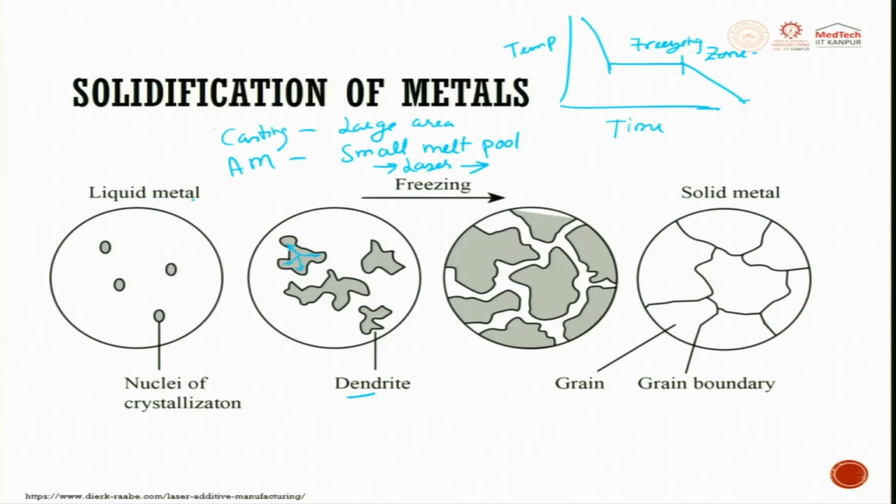So, liquid metal will have nuclei of crystallization, then you have dendrite formation, then you have the solidified part where grains and grain boundaries exist.